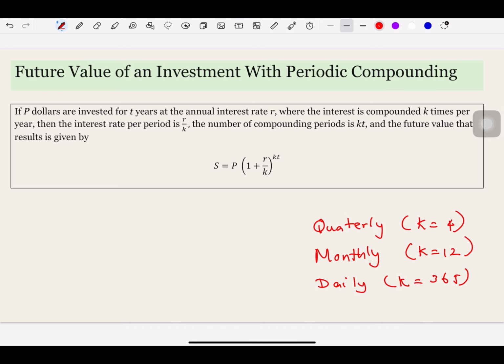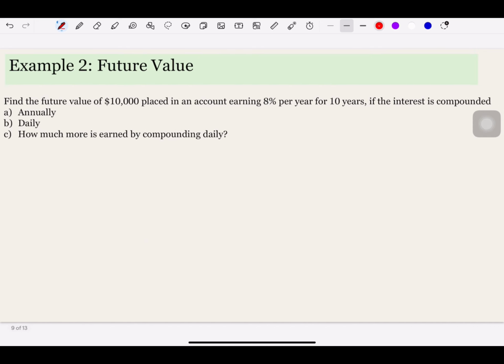So let's try an example. Here you have to find the future value of $10,000 invested at 8% annual interest for 10 years. First find the future value if it is compounded annually, and next you have to calculate the daily compounded value.